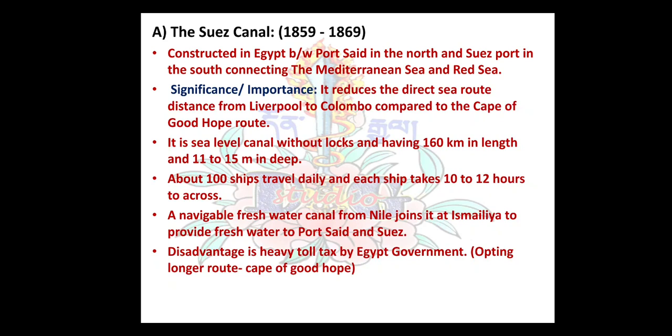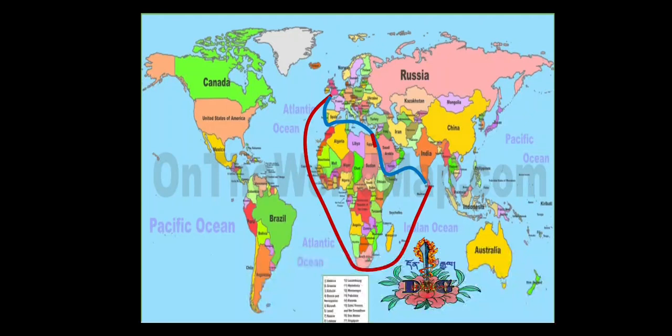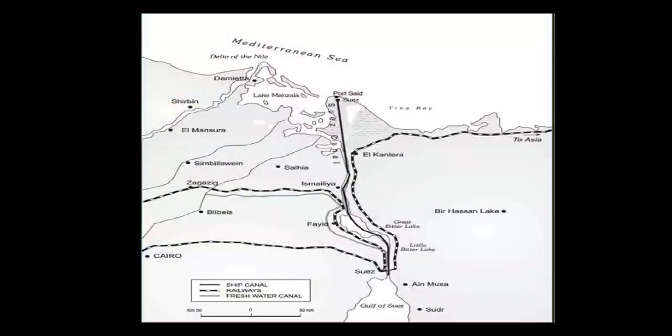The Suez Canal is located in Egypt. Egypt is an African country in the African continent. The canal connects two seaports, Port Said at the north and Port Suez at the south. This canal connects two seas, the Mediterranean Sea and the Red Sea. This is the map of the Suez Canal, the textbook map.